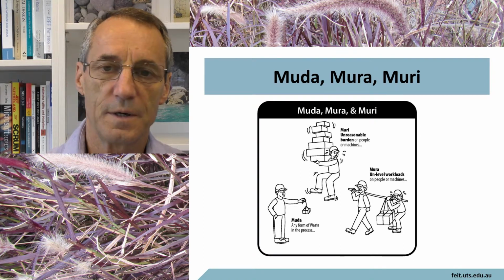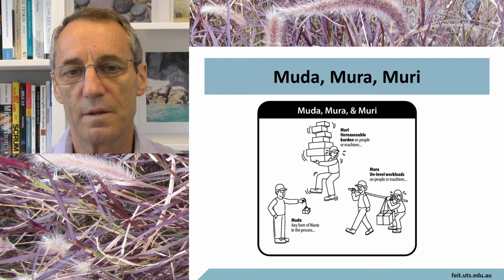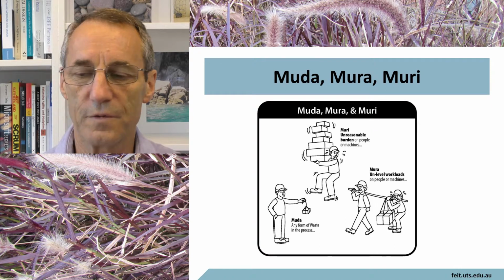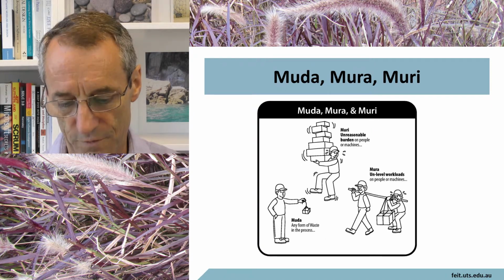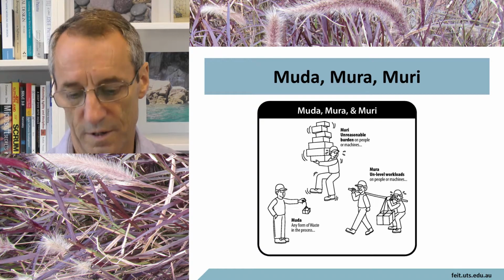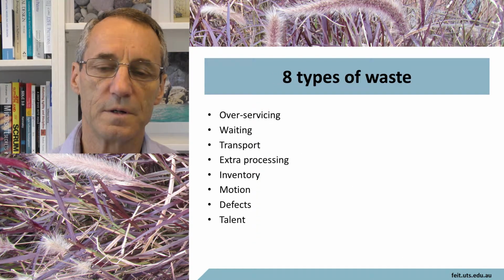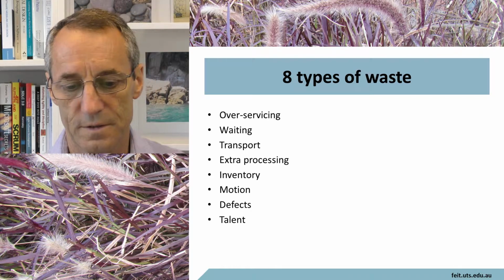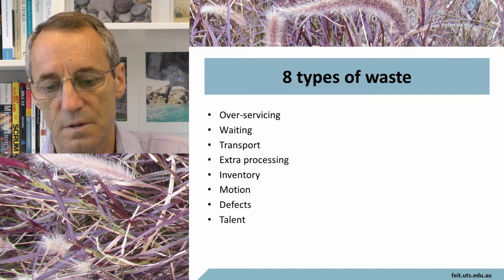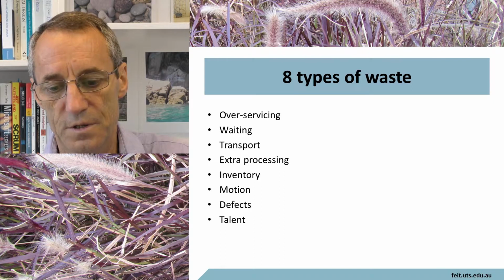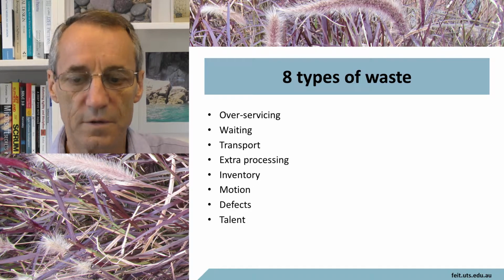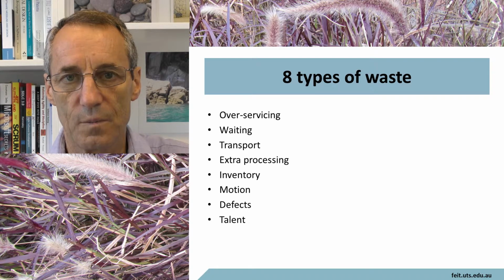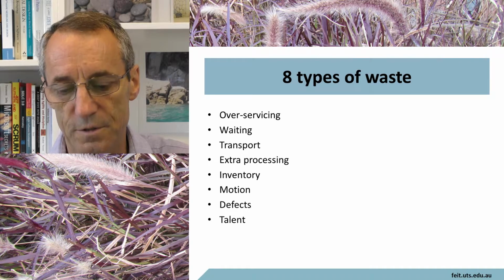Now, you can see that they are going to favor a very flexible working environment and flexible workforce. So we get down to looking at muda, the wastes in the production process, of which there were 8 classified, and that is over-servicing, waiting, transport, extra processing, inventory, motion, defects, and talent. Those 8 are fairly well described and published, so I'll let you look them up.